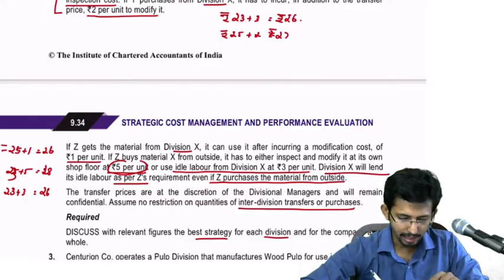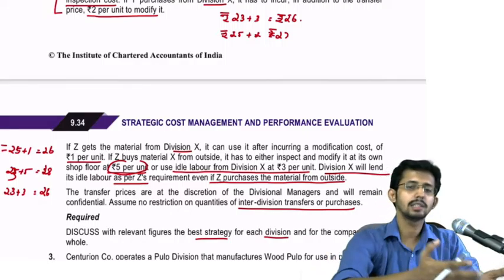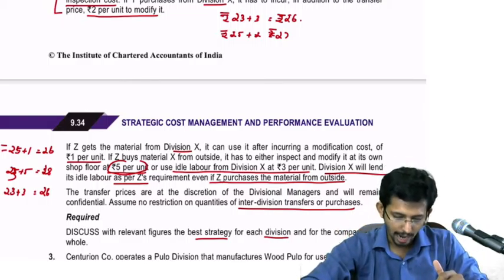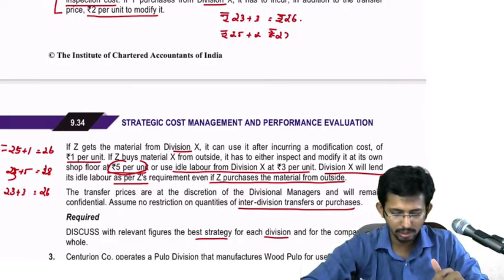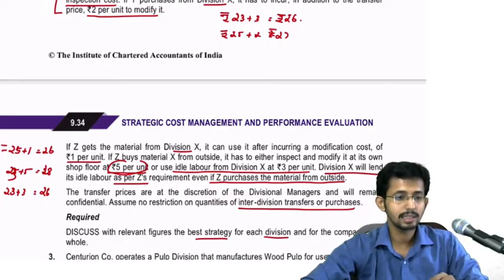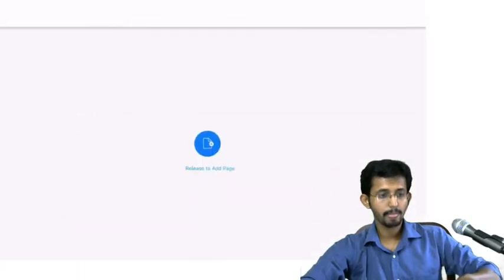Now, the transfer prices are at the discretion of the divisional manager. Means divisional managers can decide whether to purchase from the internal division or from outside, and this will remain confidential. Assume no restrictions on the quantities of interdivisional transfers or purchases. Discuss with relevant figures the best strategy for each division and for the company as a whole. Yes, it's a good question. Okay, now we will start solving it.